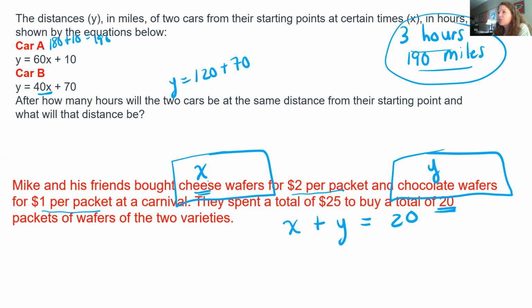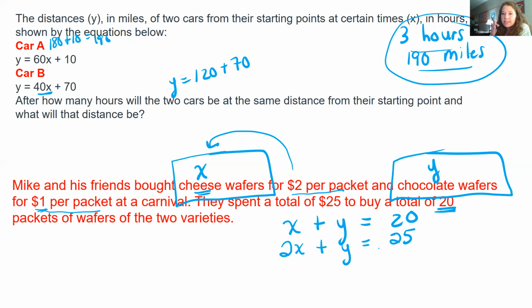Now we're dealing with money. So how much were the cheese wafers? They were $2 each. So however many packets we bought, we spent $2 times the number we bought plus $1 times the number of chocolate wafers. So 1 times Y is Y. And they spent a total of $25. So how are we going to solve for this?